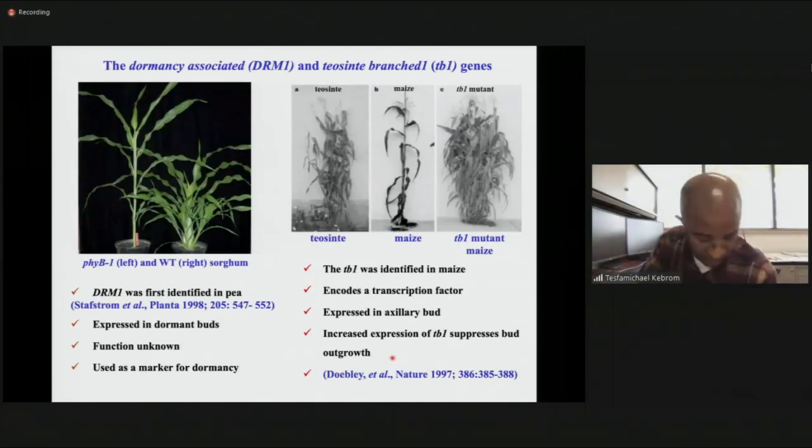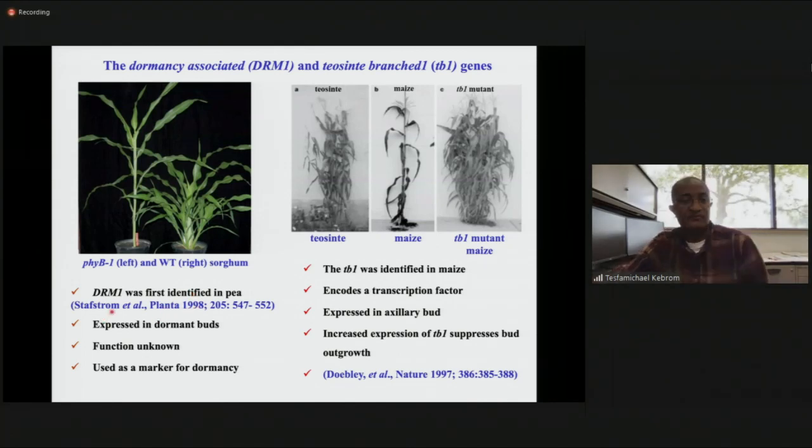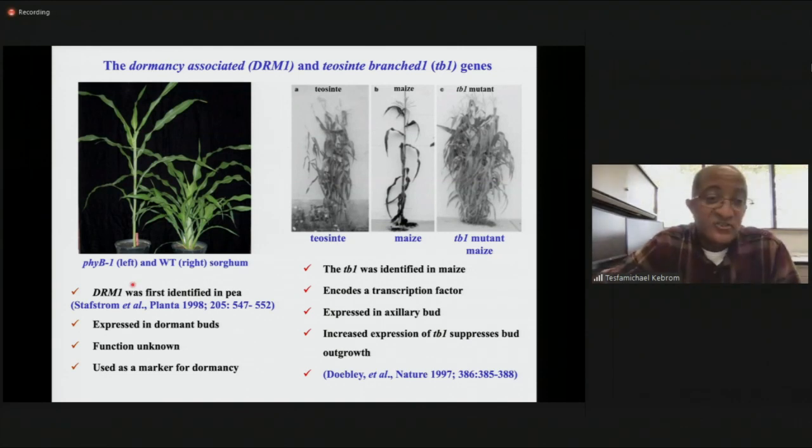So during my PhD, there were very few genes known to control shoot branching. And among these very few genes, two were the DRM1 gene, the dormancy-associated gene, and the teosinte branched 1 gene. DRM1 was first identified in pea in 1998 by Stafstrom and his colleagues. This gene is expressed in dormant buds. It's not expressed in growing buds. It's only expressed in dormant buds. And its function is still unknown, but it is a good gene to use as a marker.